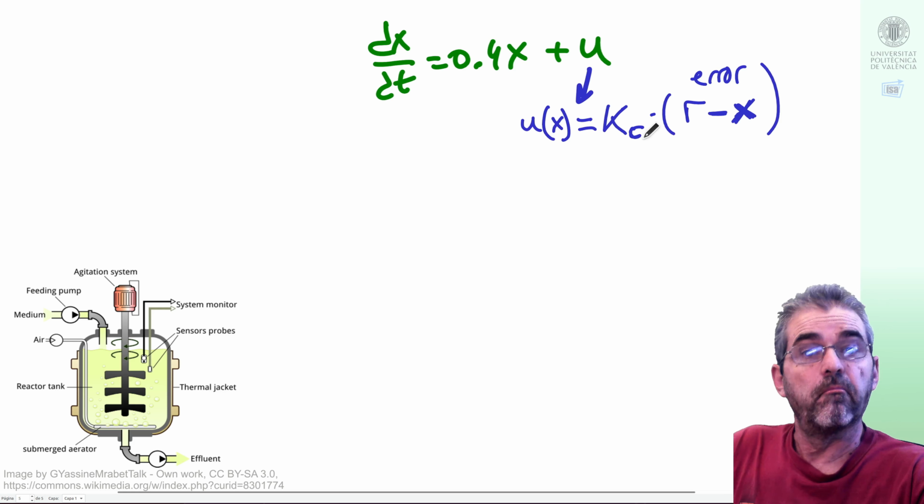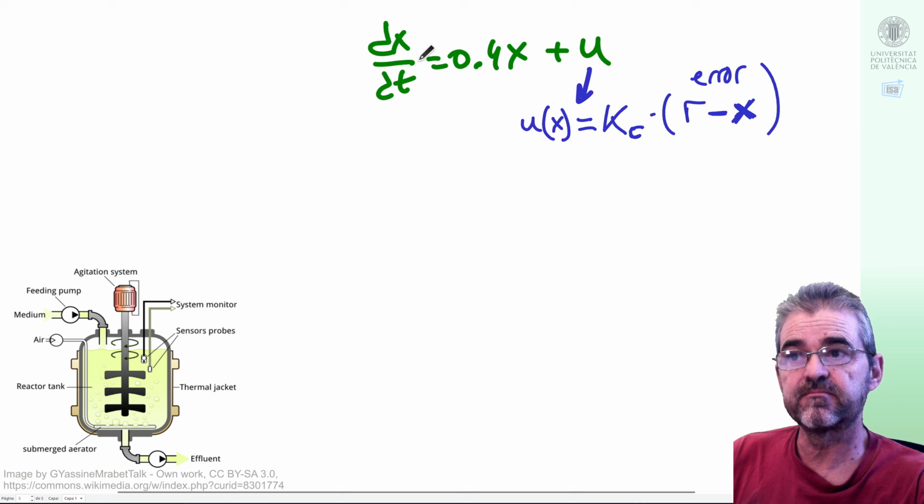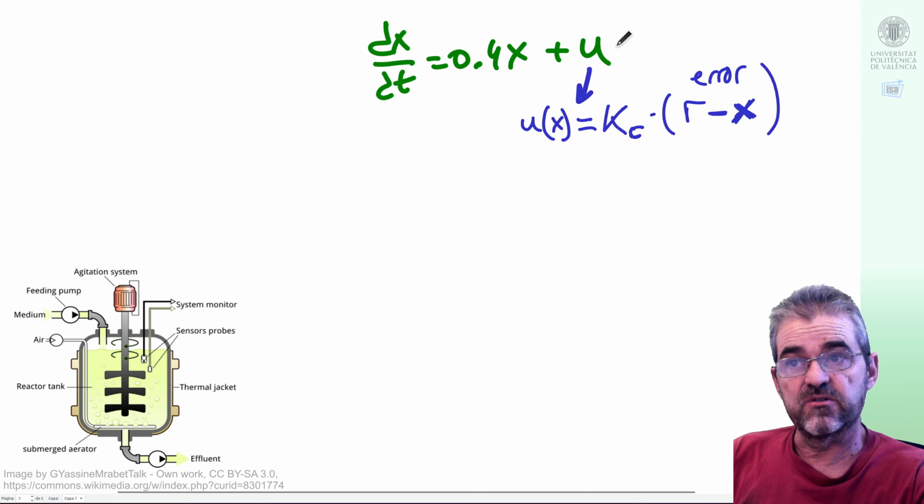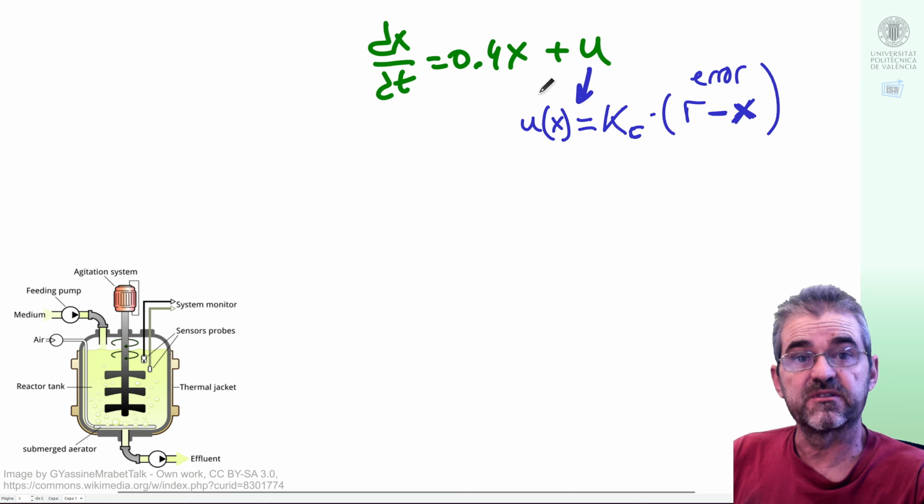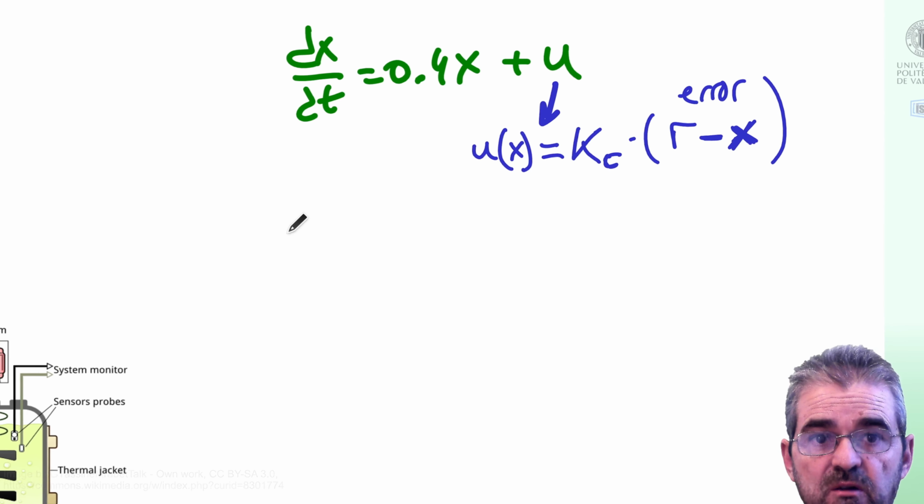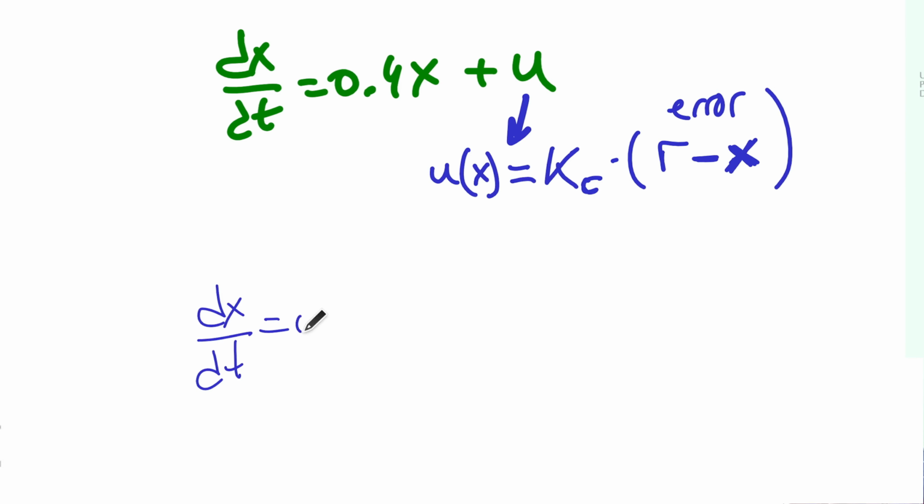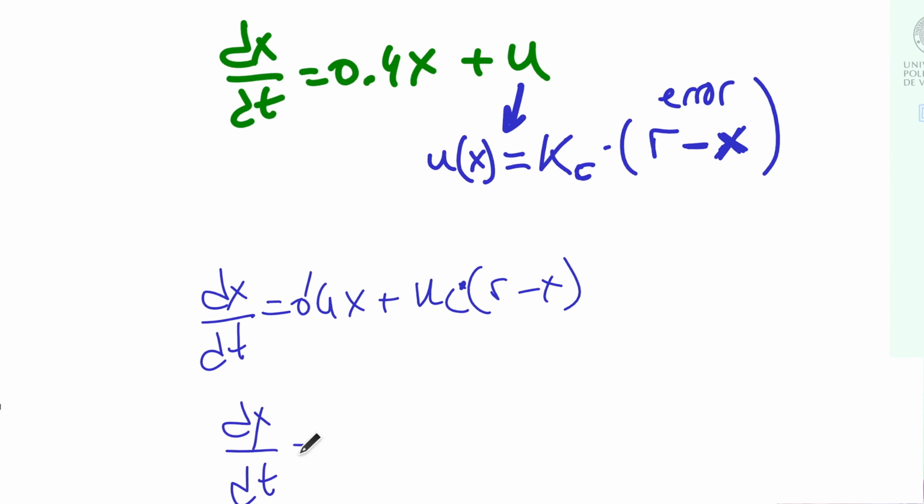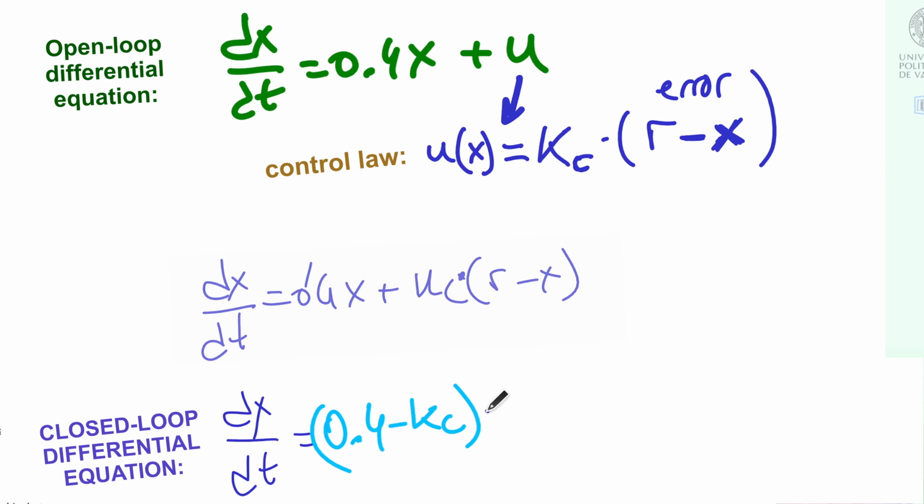So, back to our humble theory, we will replace this u of x there and analyze the properties of this closed loop. Then the equations in closed loop will be these ones, that of course can be rewritten as this expression here, whose properties we will analyze.